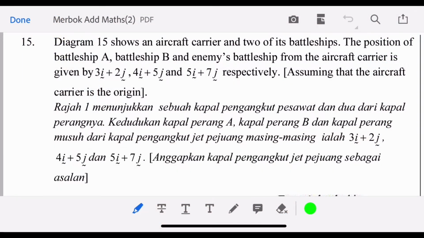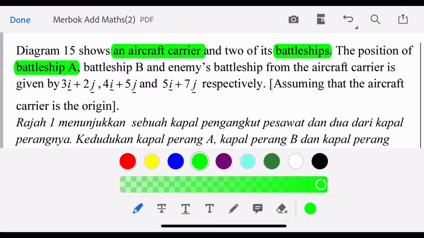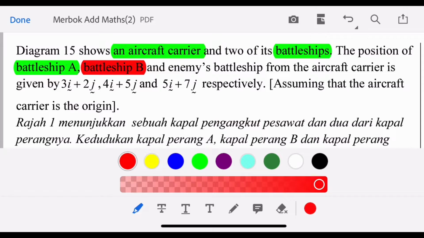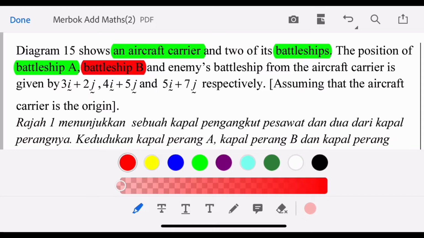Hi guys, today I would like to discuss a HOTS question on vectors. Let's read the question. Diagram 15 shows an aircraft carrier and two of its battleships. The position of battleship A, battleship B, and the enemy's battleship from the aircraft carrier is given by 3i plus 2j, 4i plus 5j, and 5i plus 7j respectively, assuming that the aircraft carrier is the origin.